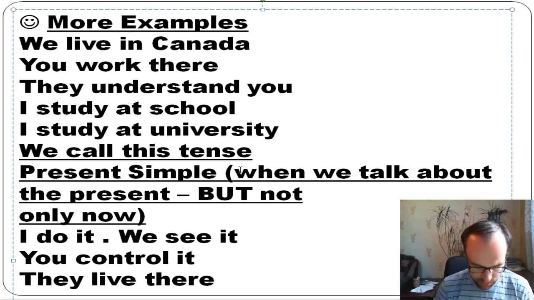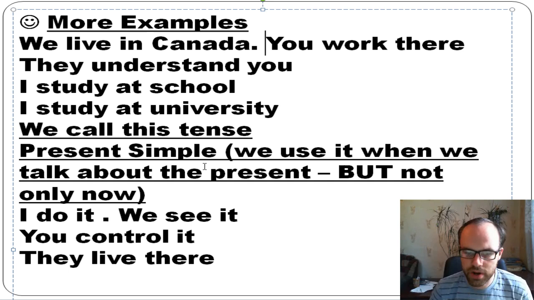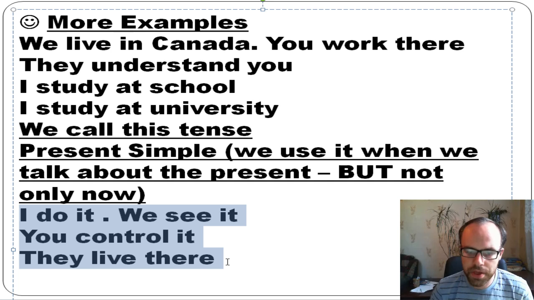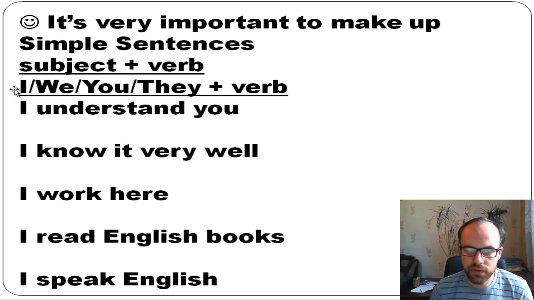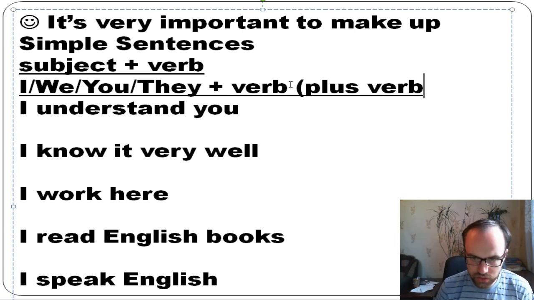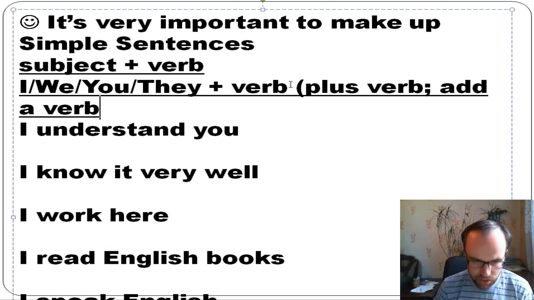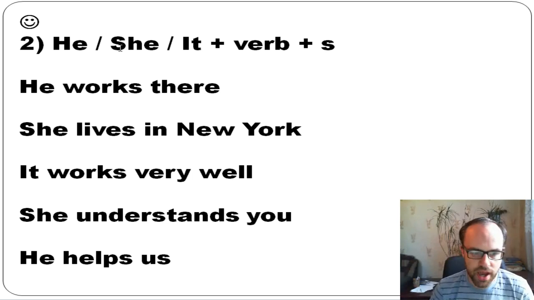So we use it when we talk about the present, but not only now. I do it, we see it, you control it, they live there. Next. If you have I, we, you, they, you add a verb, or I, we, you, they plus verb. Good.